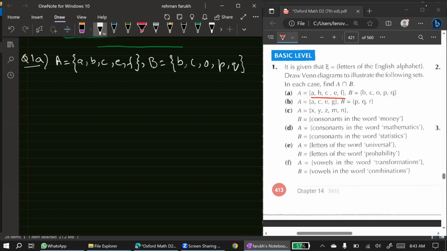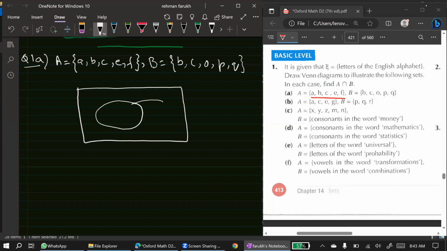Now we want to represent the two sets with the help of a Venn diagram, and we want to find out the intersection A intersection B. Is there anything common? C. Yes, we can see that. So we will draw the overlapping sets. A, B, universal. Now common elements are B and C. Now we will have to write 3 more elements in A and 3 more elements in B.